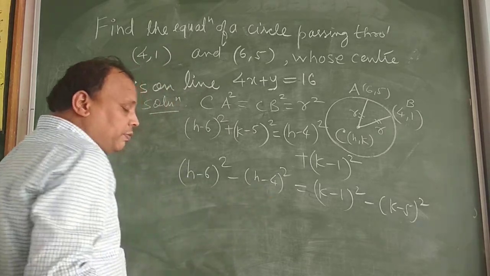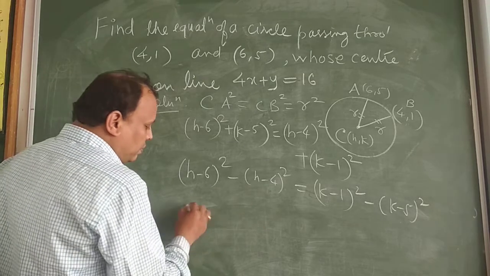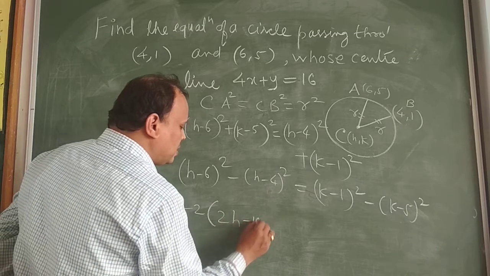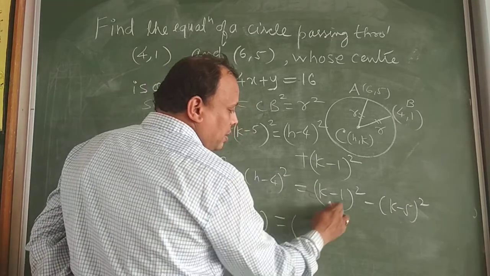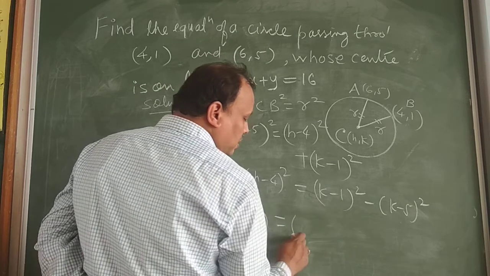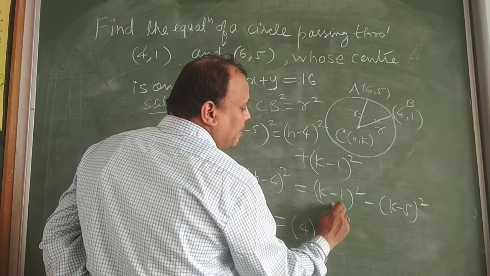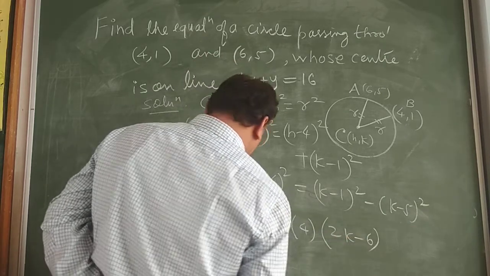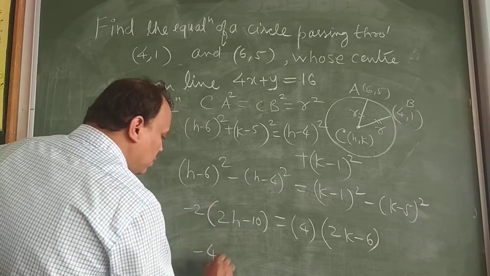So if you apply A minus B, H will get cancelled. Minus 6, minus of minus 4 will be minus 2. And then add up A plus B. Twice H minus 10, it is equal to what? Then again A will get cancelled. Then minus 1 plus 5 will be 4 times into K minus 1 plus K minus 5, that is twice K minus 6. So when you solve this, you get somewhere what? It is what? Minus 4.